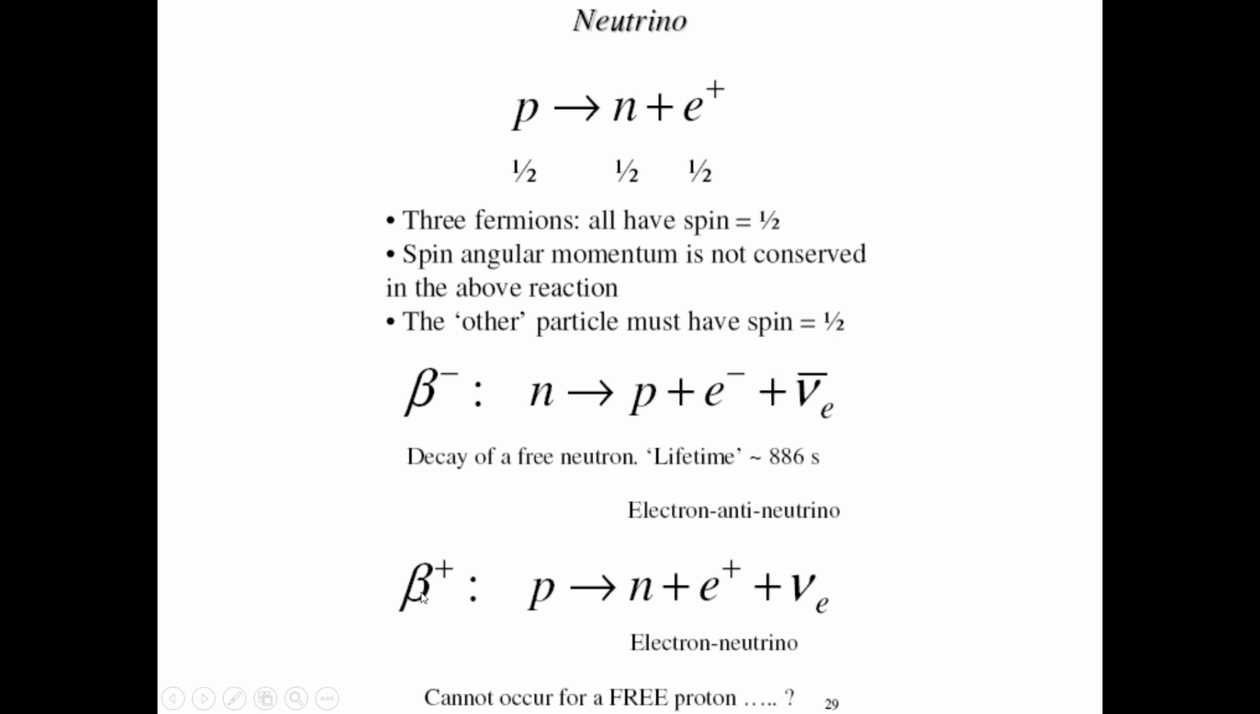Similarly, we have beta positive decay, in which a proton is converted into a neutron plus a positron along with the neutrino. So in this particular case we have an electron neutrino pair.